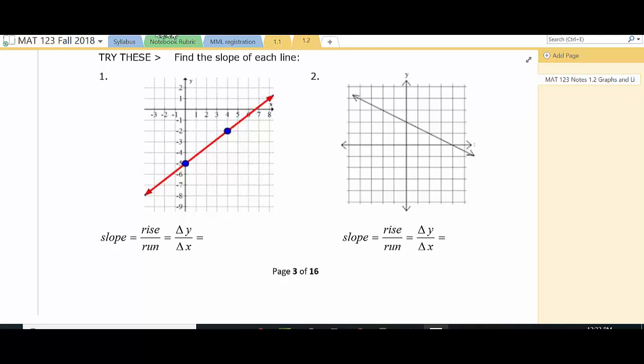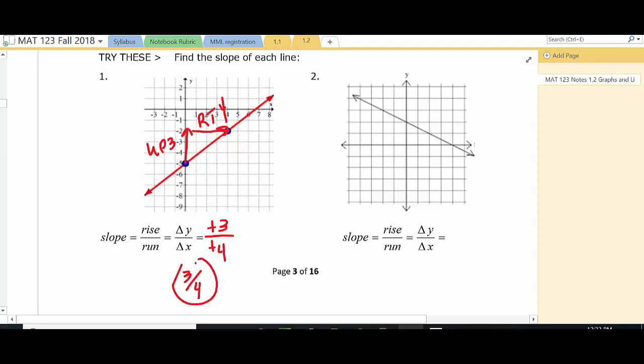Okay, so what did we get back on number 1? 3 over 4. Okay, good. What you're doing is you're going up 3, and then you're going to the right 4. Okay, so it's positive. Positive 3 for the rise, positive 4 for the run, rise over run, so it's 3/4. Positive slope. Okay, how about the next one? And your fraction needs to be reduced. What'd you get?